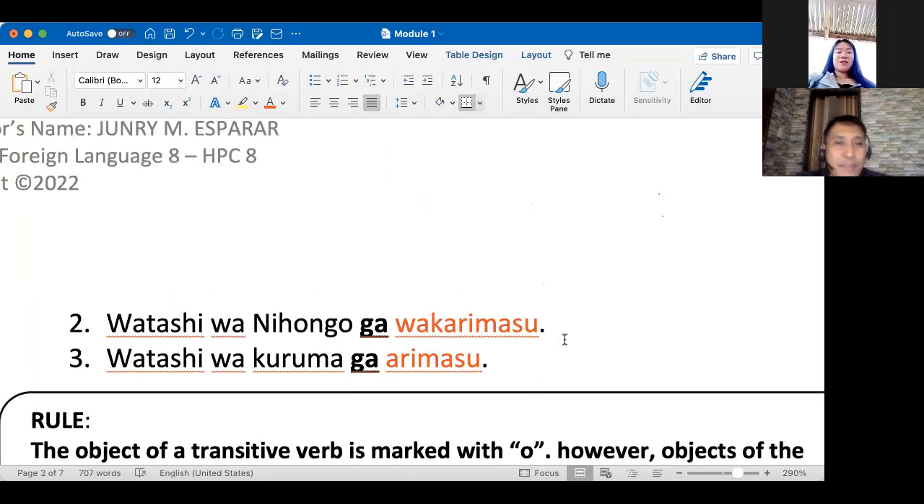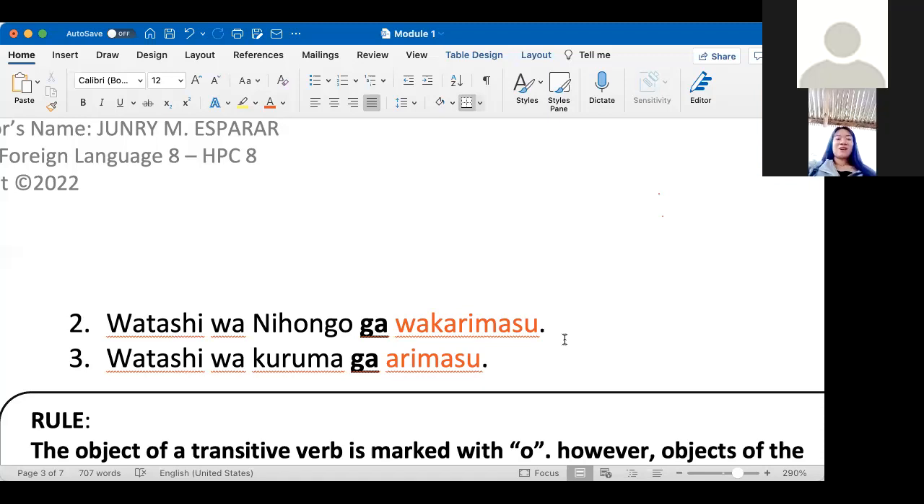Ayan, okay. We have next example. Watashi wa Nihongo ga wakarimasu. Watashi wa kuruma ga arimasu. Okay. So, who can read the second sentence? Okay, June. Sige, go ahead. Okay, naka-mute po kayo. Naka-mute, June. And then number 3. Watashi wa kuruma ga arimasu. Okay. Yung watashi wa kuruma ga arimasu, ibig sabihin may sasakyan ako. No, arimasu means have. So I have a car.